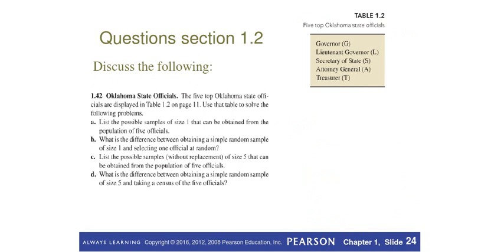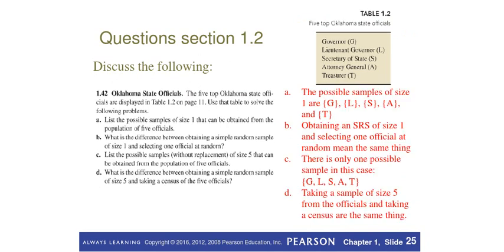Okay, what did you say? Here's what I said. The possible samples of size 1 are G, L, S, A, and T, standing for Governor, Lieutenant Governor, Secretary of State, Attorney General, and Treasurer. Right? These are all of our samples of size 1 taken from the population of 5. When we say a sample of size 1, we're just choosing one element. So when we ask what is the difference between obtaining a simple random sample of size 1 and selecting 1 official at random, well, there is no difference. A simple random sample of size 1 is selecting 1 official at random, and they mean exactly the same thing.